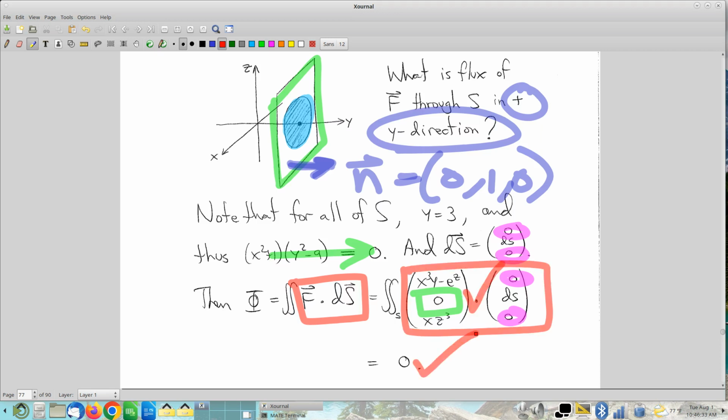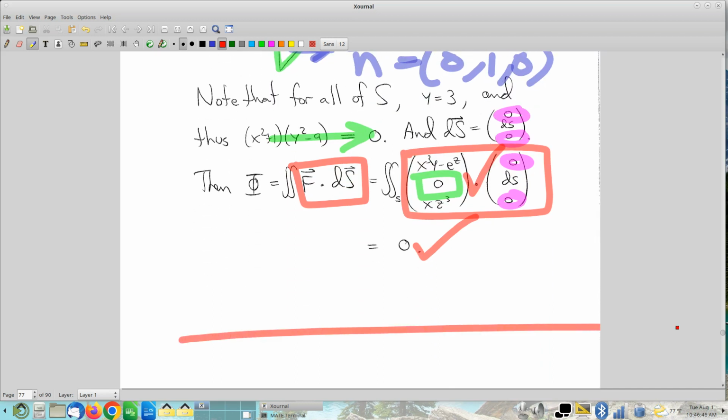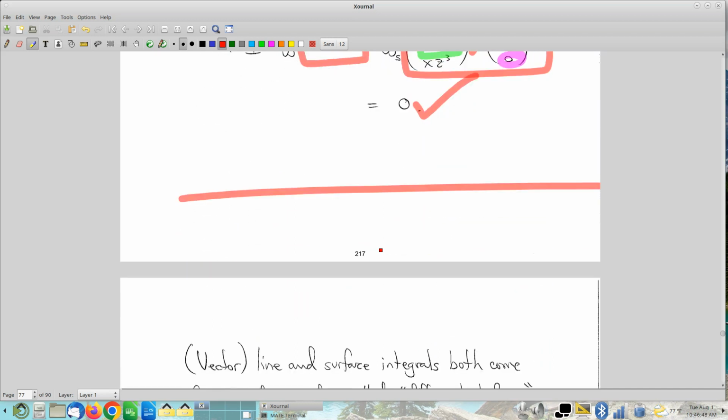I didn't have to parameterize. I didn't have to deal with a resulting double integral. Sometimes you get big time lucky, and when you do, capitalize on it. And this is a great place to draw the line. And we'll see y'all tomorrow. Yeah, see you tomorrow.